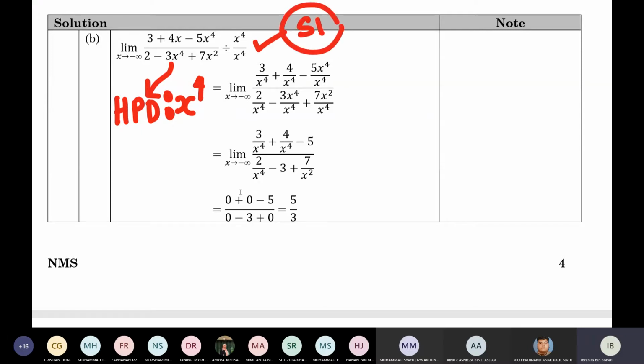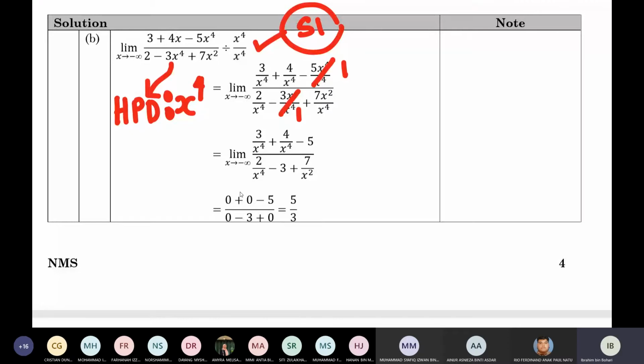Ini you punya first step. And here you find the limits at infinity. Limit as x approaches negative infinity, x over x here equals to 1, you check. And you substitute infinity here into the function, and here equals 0 plus 0 minus 5, over 0 minus 3 plus 0, and answer here equals 5 over 3.